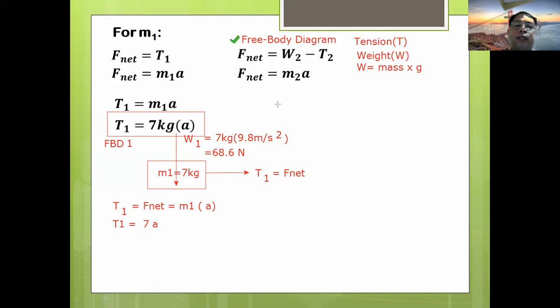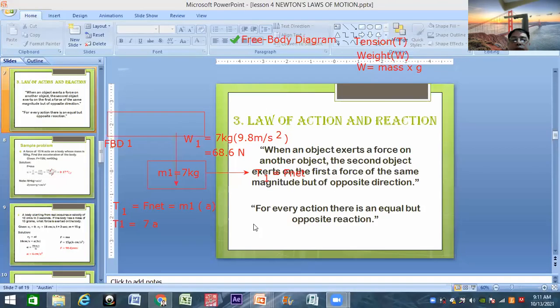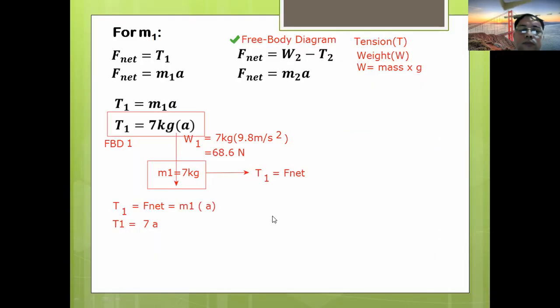Now, what about if we go for free body diagram number 2? What will happen to it? So let's check our number 2 equation. Most likely now we will have another free body diagram. What's the shape of our free body diagram for number 2? For free body diagram number 2, we have M2, and our M2 value is equal to 4 kilograms.